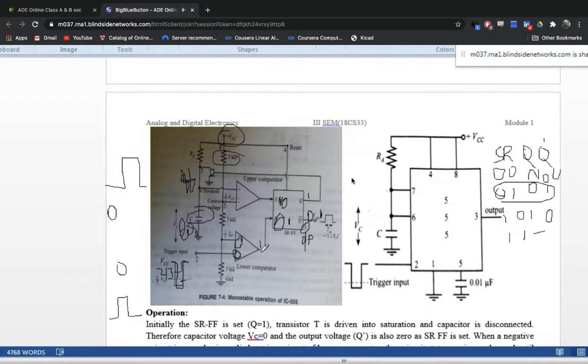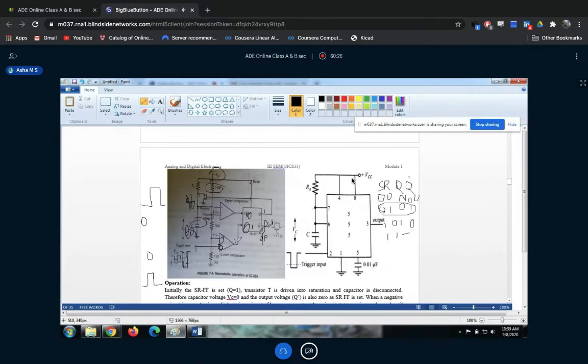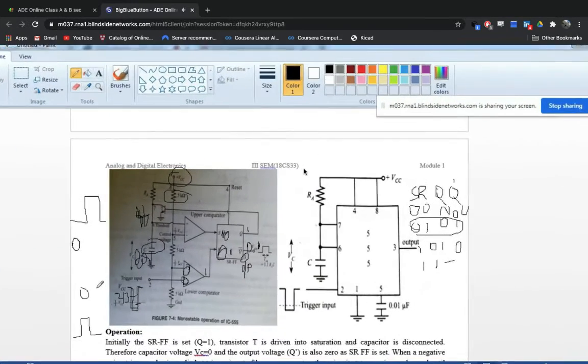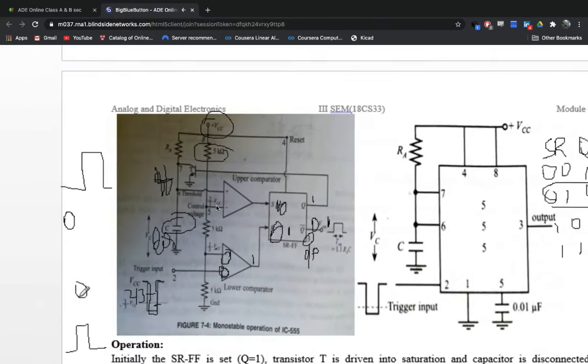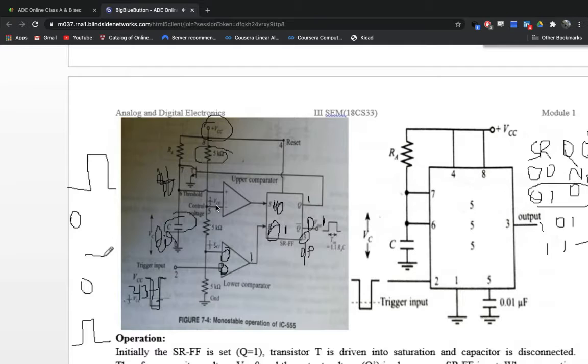The output of the lower comparator changes to 1. R becomes 1. Q becomes 0. Transistor is off. Q bar is 1. Our output goes to high state. Sorry, it is here. This is wrong. So now our output is on state. Transistor is off. Capacitor starts charging towards VCC. Got it? So this state will continue.